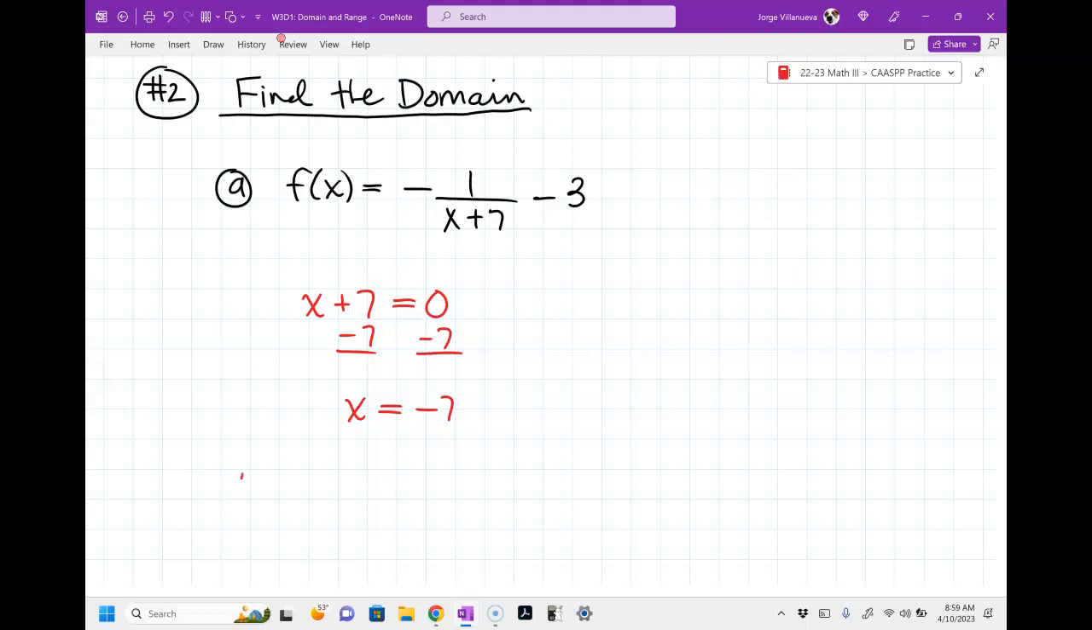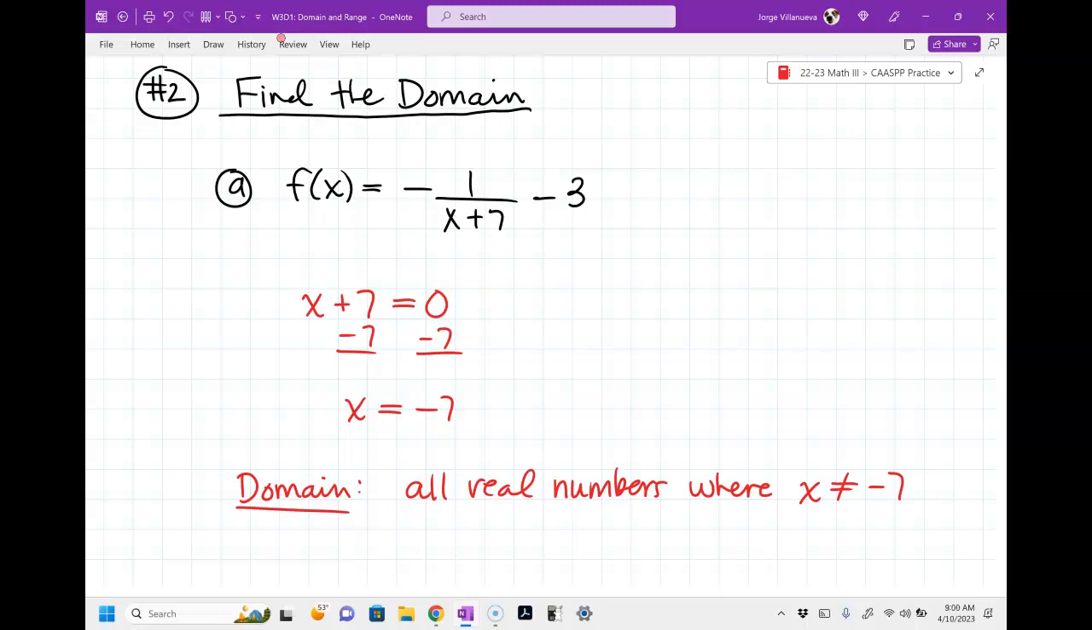So my domain is all real numbers where x cannot equal -7. Remember, when you solve, it tells you what number you cannot use. So they're saying don't use -7 because -7 is going to make it a 0, and 1 divided by 0 is undefined. That's not good. So don't use -7, but you can use any other number. Just don't use -7. Okay.